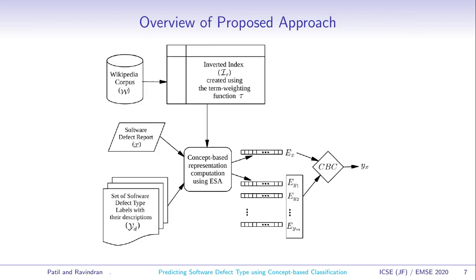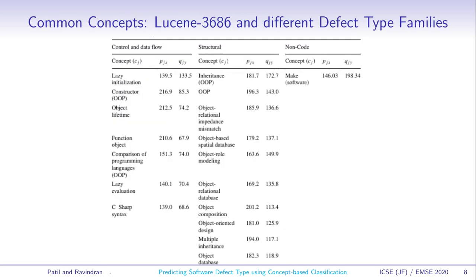Creation of the concept-based representation involves three basic steps: identification of Wikipedia articles for each term in the input document, quantification of the strength of association, and finally, aggregating the individual term scores into a document-level relevance score. To speed up the computation, we pre-process the Wikipedia dump into an inverted index. This slide shows common concepts between a sample defect and different defect types as well as their relevance weights. Details of the table are available in the paper.